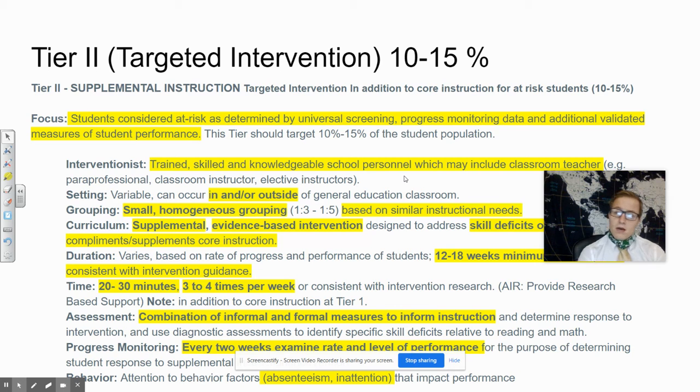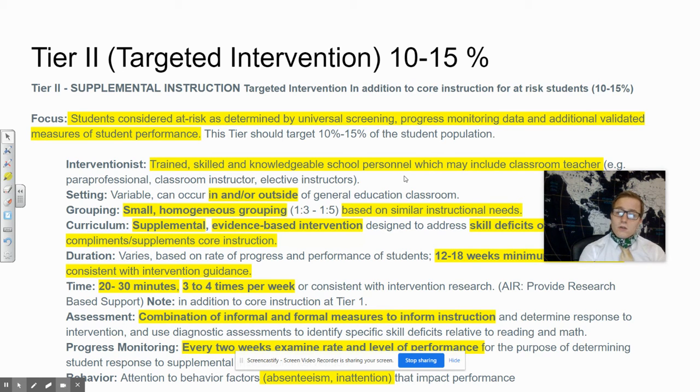So if we move a student to tier 2, I will have pullouts with students in your classroom that are viewed as needed based off data, and we can have intervention to make sure that they understand the material. So this could be just a different pace. So I pull them out of the classroom, maybe teach them the lesson. Very self-targeted. Setting variable can occur in or outside the classroom.